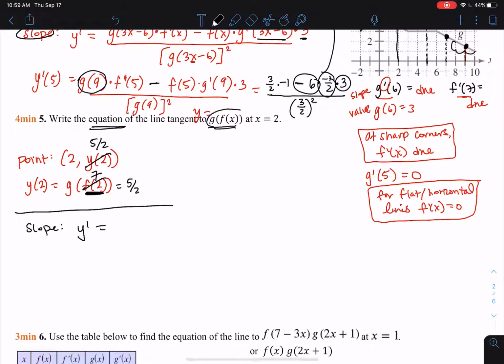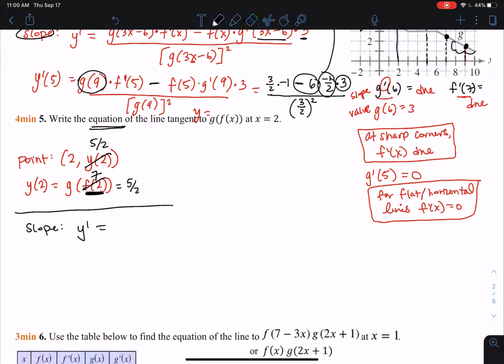Now look at the expression. G is not being multiplied by f. If it was the product rule, it would have looked like that, side by side. Instead, f finds itself inside of g. Therefore, we should use the chain rule.